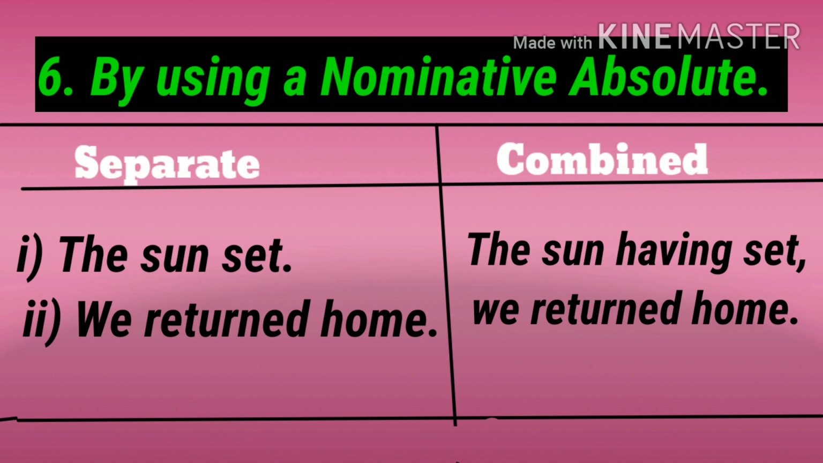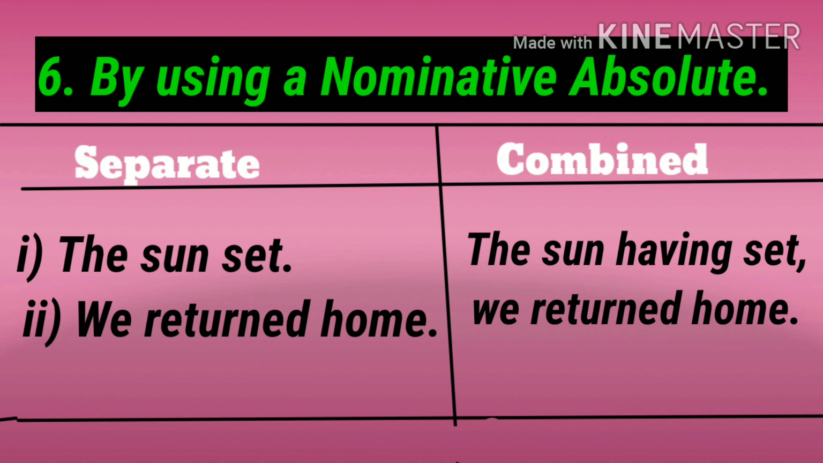One sentence should indicate the reason and the other sentence should indicate the result. If we see the first sentence, the sun set, this is indicating the reason, right? The sun set, that is the reason. And what is the result? We returned home. So we will use a nominative absolute.